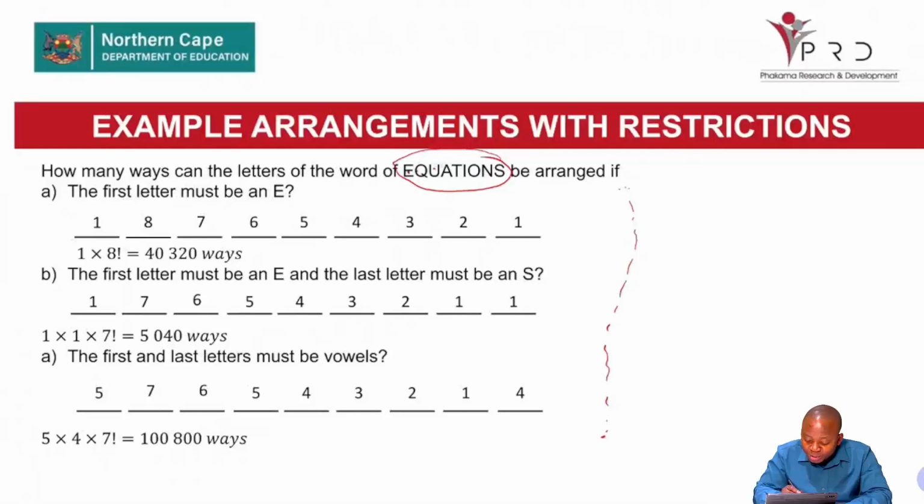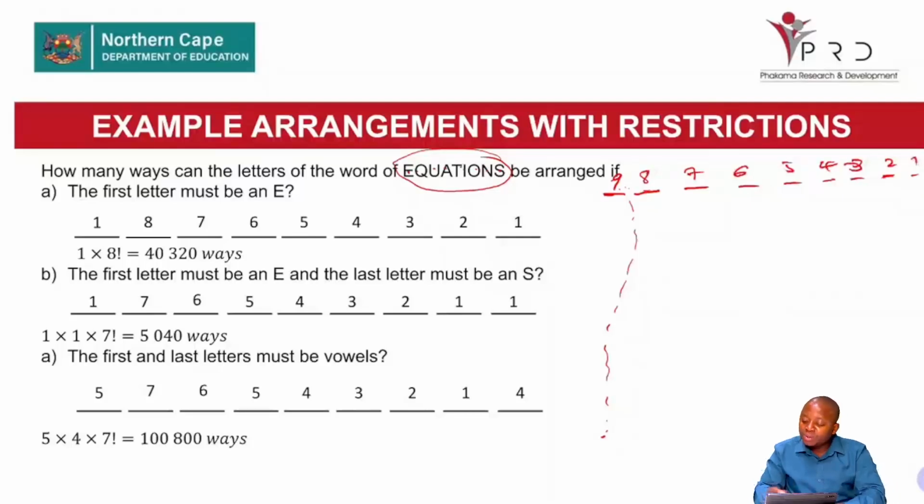Equations is 1, 2, 3, 4, 5, 6, 7, 8, 9 letters. So we have 9 letters for equations. So we have all of those 9 letters. So we have 9, 8, 7, 6, 5, 4, 3, 2, 1. So that is what we have.